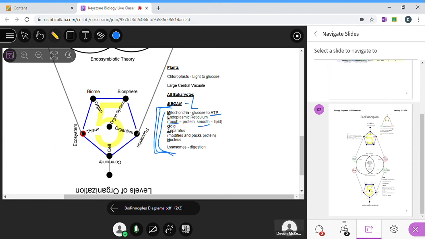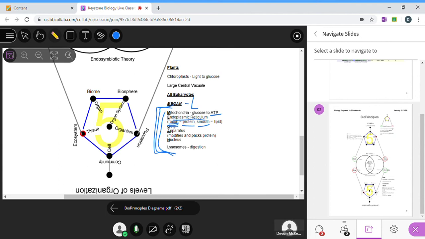The rough ER is rough because it's studded with ribosomes. Now notice ribosomes are not on this list. Ribosomes are on the very mad list. Ribosomes are shared between prokaryotes and eukaryotes, but the endoplasmic reticulum is not. The endoplasmic reticulum is an organelle and only found in eukaryotic cells. The rough endoplasmic reticulum is rough because it has ribosomes, and ribosomes are found in both prokaryotes and eukaryotes. What do they do? Ribosomes make protein.